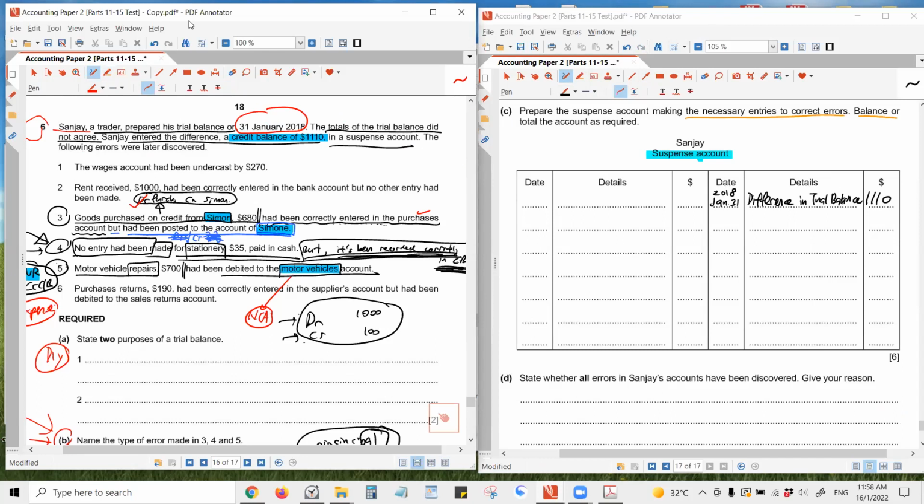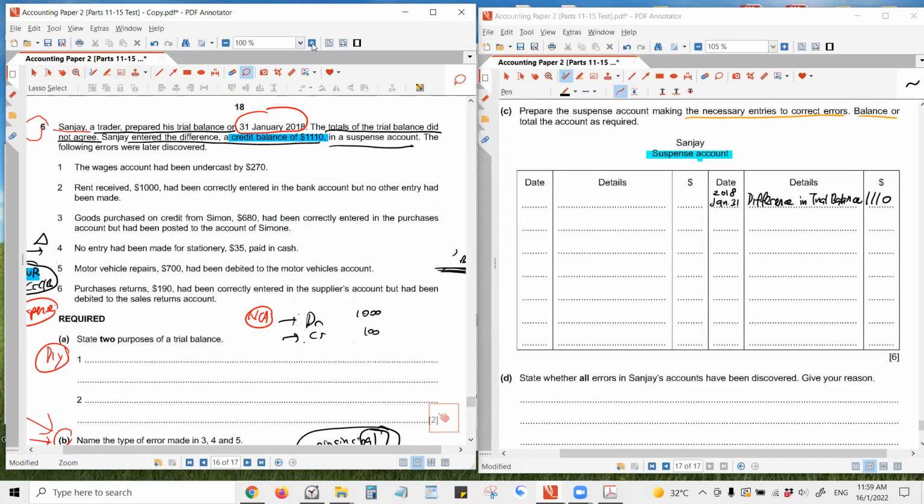And remember, there are two types of errors. Errors that would affect the trial balance and errors that would not affect the trial balance, remember? And when you are doing the suspense account, you only have to correct those errors that would affect the trial balance to become imbalanced. So how would you know? Let me show you how I do. Let me erase these things first. Okay, now we look at error 1.